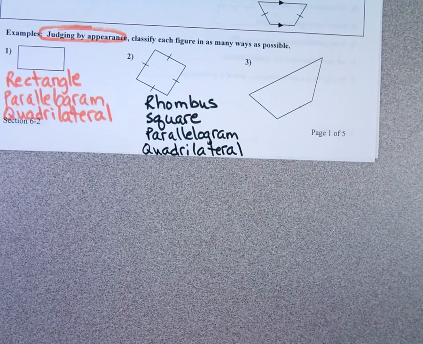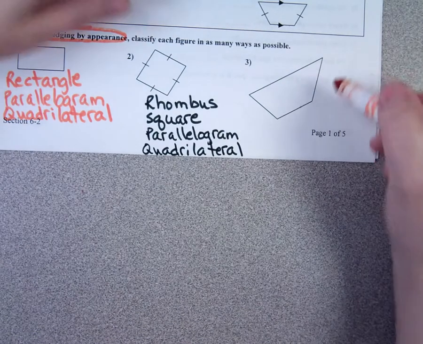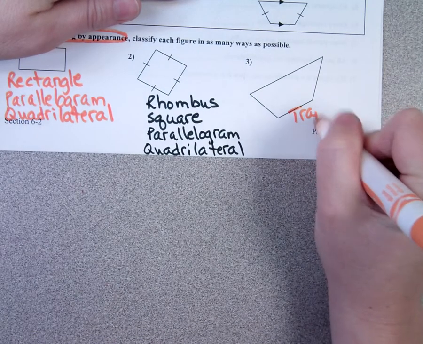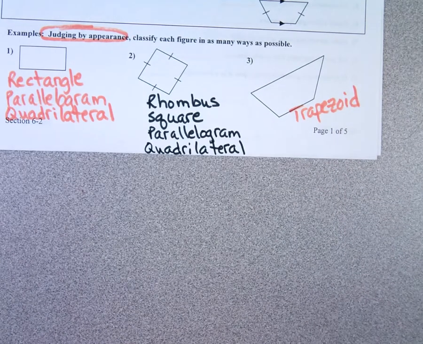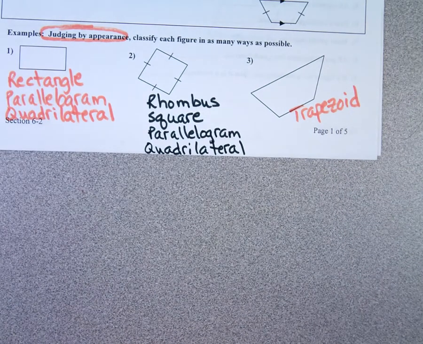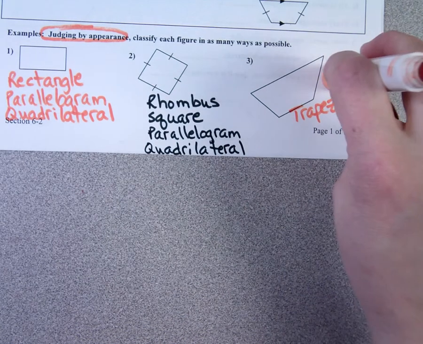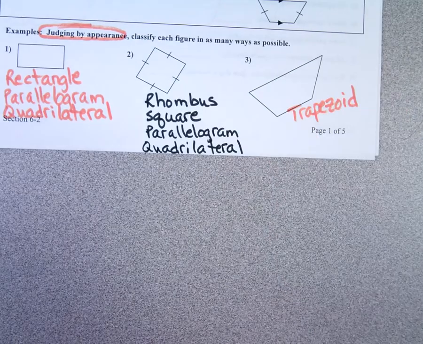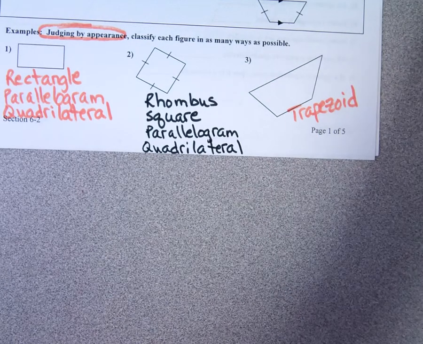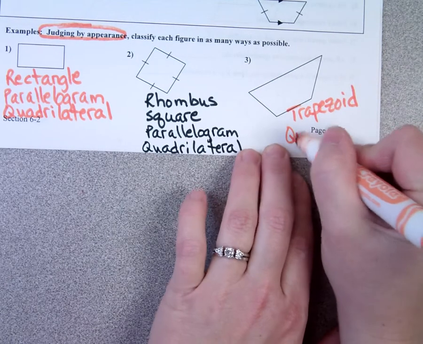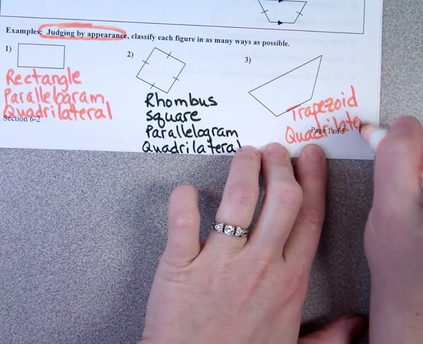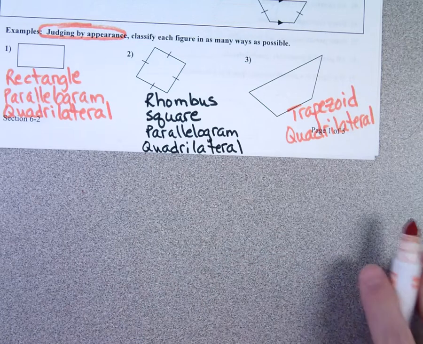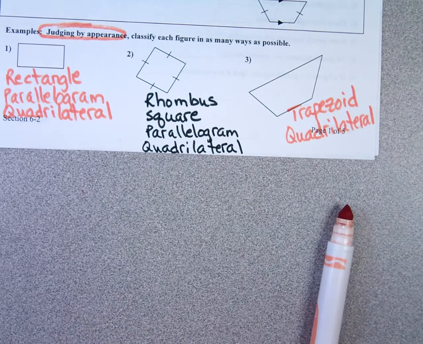Okay, number 3, what do you think? Trapezoid? Not a dinosaur. What else besides a trapezoid? Does it look like an isosceles trapezoid? No, these guys don't look congruent. And what'd you say, Olivia? It is a quadrilateral. Yes, and all of these are convex. Okay, and that's it for number 3.